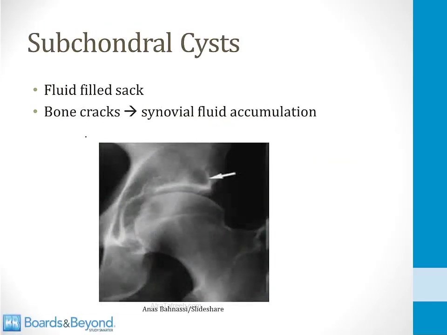And lastly, you can see subchondral cysts on x-ray. These are fluid-filled sacs at the edge of the joint. These happen because the bone breaks down and forms cracks, and synovial fluid fills the cracks and accumulates, and this leads to a finding called a subchondral cyst. There's one shown on the screen here. There's a white arrow pointing at a black space in the bone just off the joint space. That's a subchondral cyst that you can see in osteoarthritis.